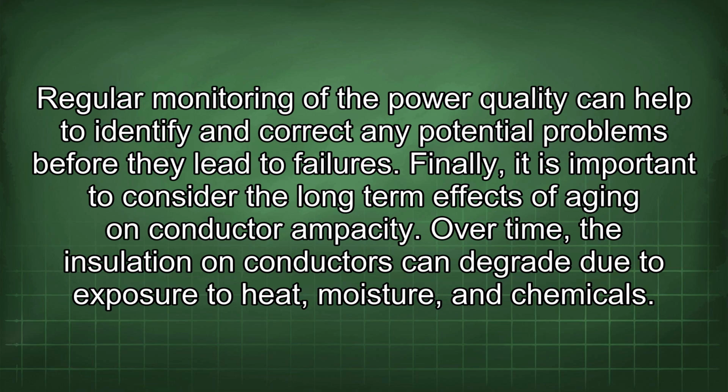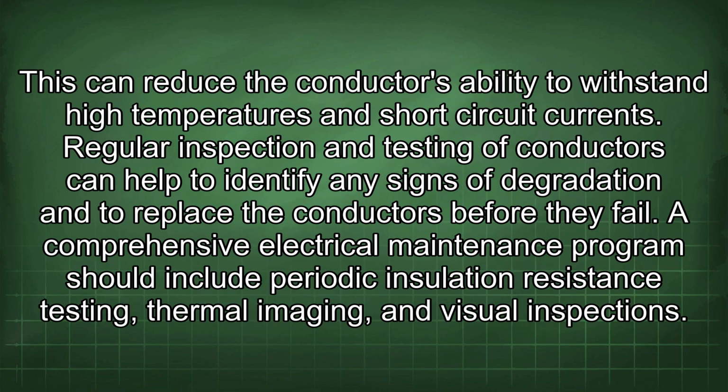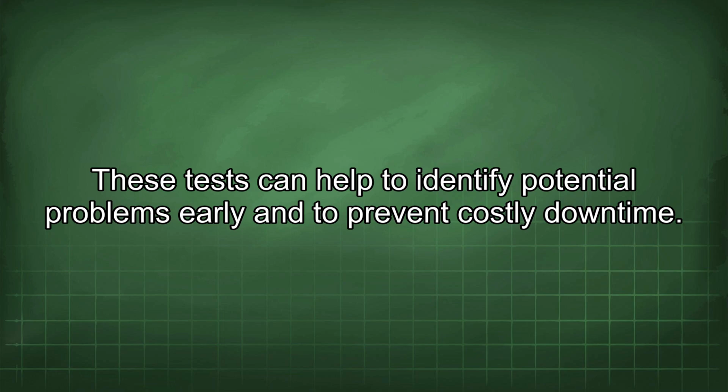Finally, it is important to consider the long-term effects of aging on conductor ampacity. Over time, the insulation on conductors can degrade due to exposure to heat, moisture, and chemicals. This can reduce the conductor's ability to withstand high temperatures and short-circuit currents. Regular inspection and testing of conductors can help to identify any signs of degradation and to replace the conductors before they fail. A comprehensive electrical maintenance program should include periodic insulation resistance testing, thermal imaging, and visual inspections. These tests can help to identify potential problems early and to prevent costly downtime.